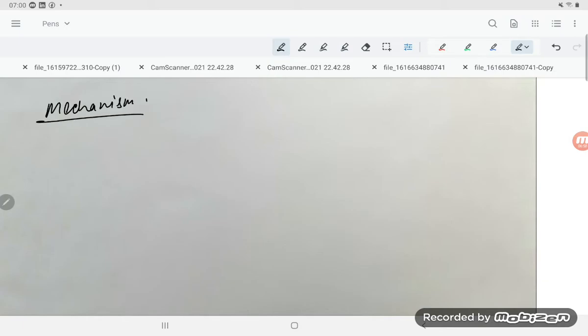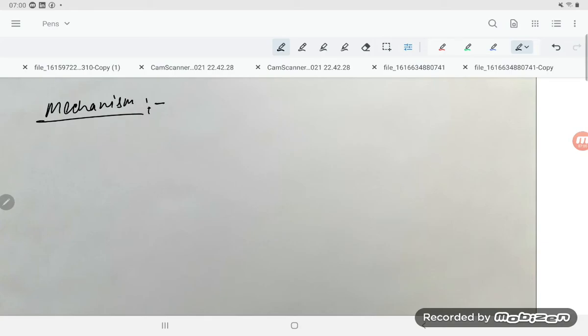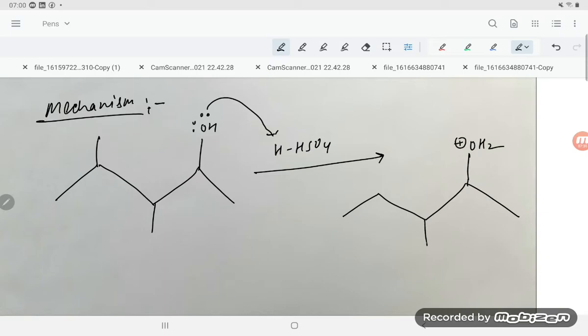Right. So how can you write the mechanism, students? Dear students, mechanism means that protonation will be there in the first step. So this compound is there, students, and here is the OH group. Here is the lone pair of electrons. If you are treating with HSO4 minus, this lone pair will attract this proton. So what compound is getting formed, students? This is the OH2 plus, and here will be the positive charge.